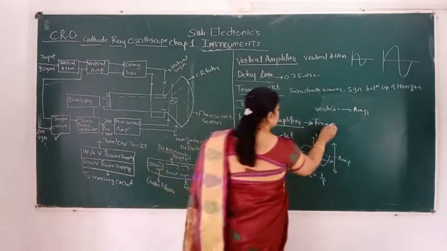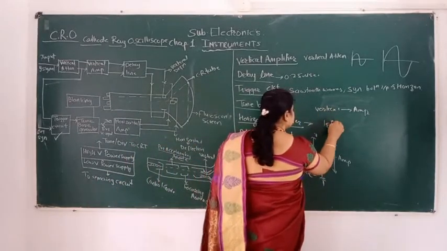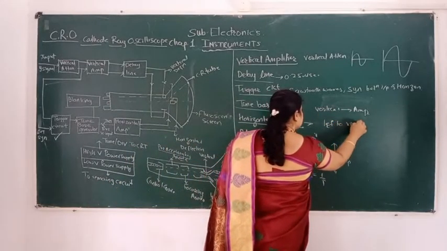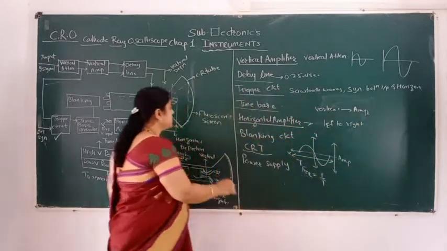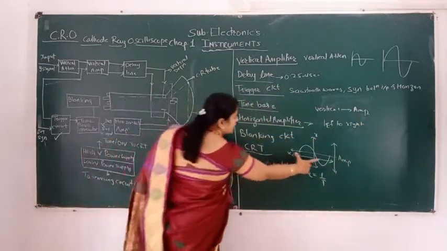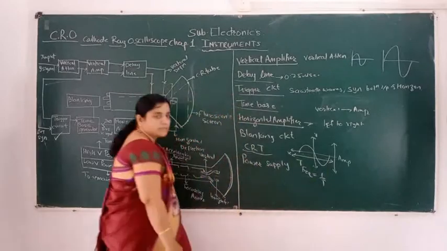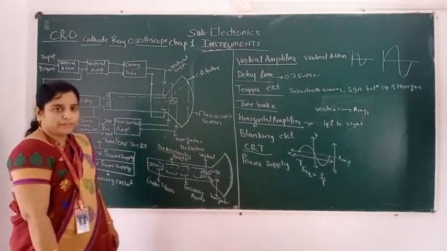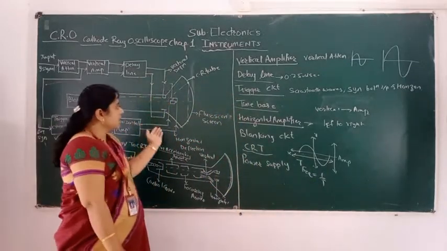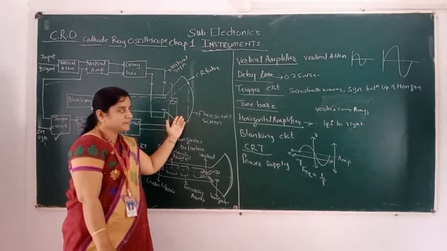In the horizontal, what happens? A left to right signal will be given. Means what? You can measure this time t. All of you understand this? Vertical signal and horizontal signal, what happened?